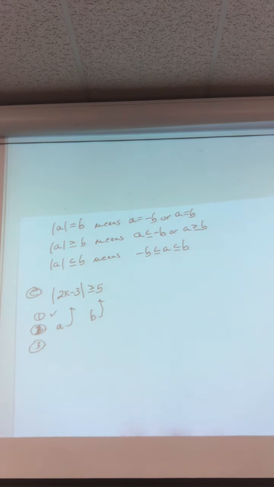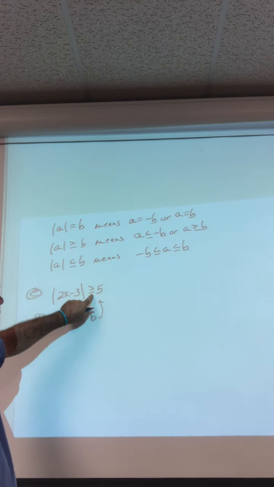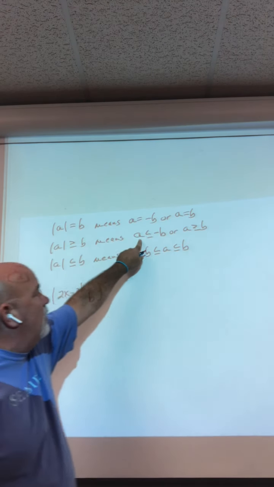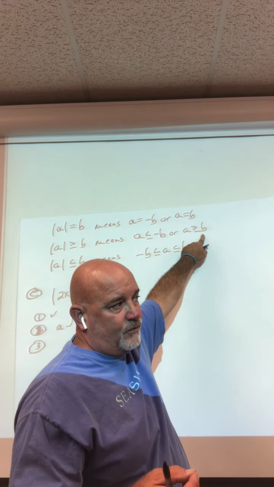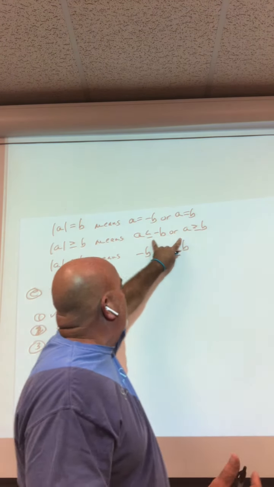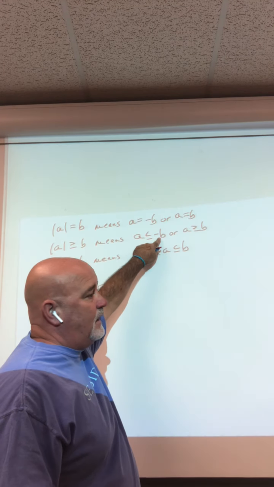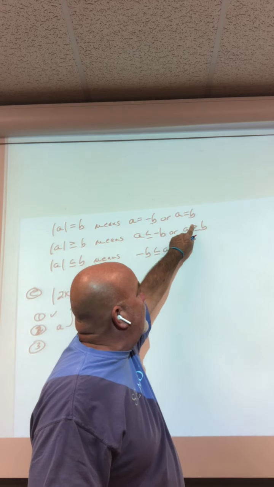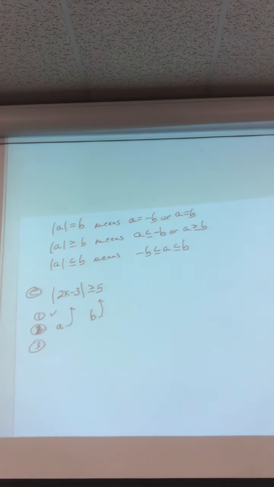Step 3, now choose your formula. Absolute value greater than or equal. So we're clearly using this formula right here. Don't question it. Don't wonder where it comes from. Just write the formula down. So I'm going to write A less than or equal to negative B. That's just the formula. So write it. Or A greater than or equal to positive B.